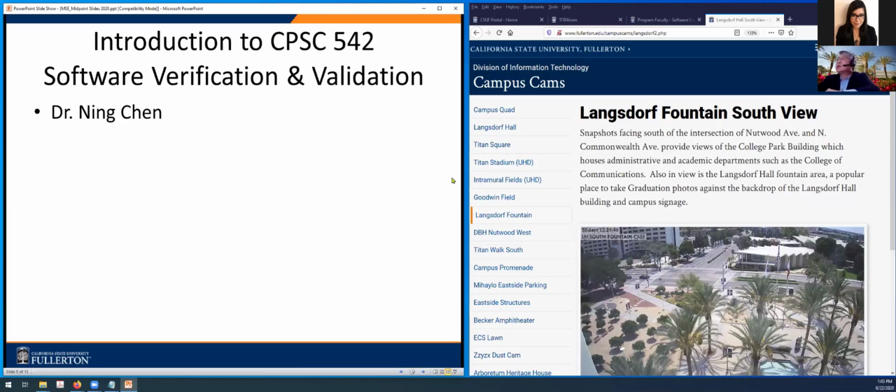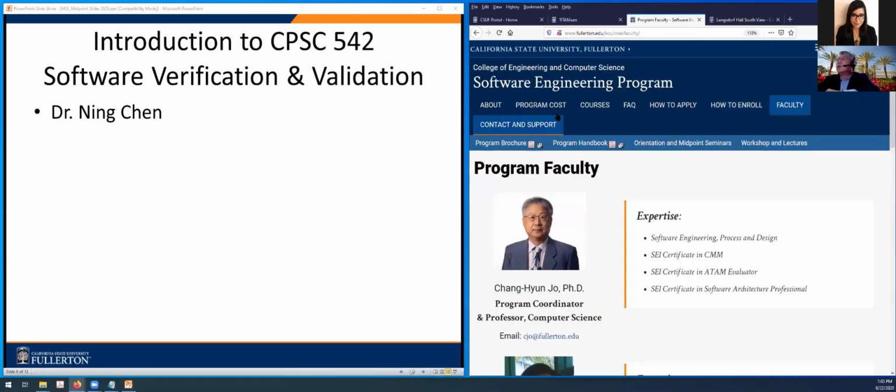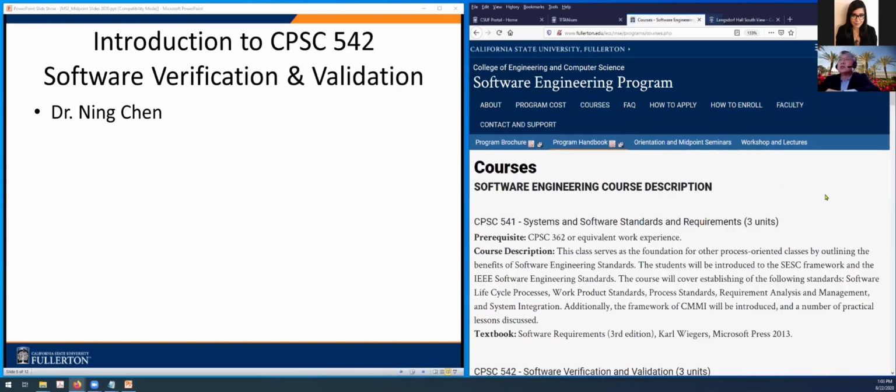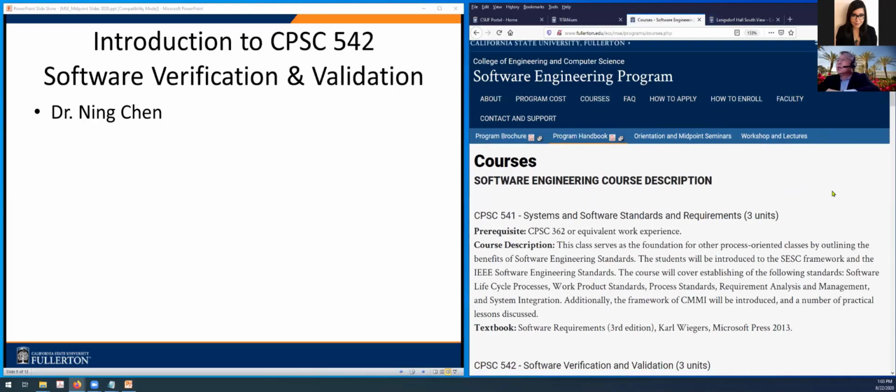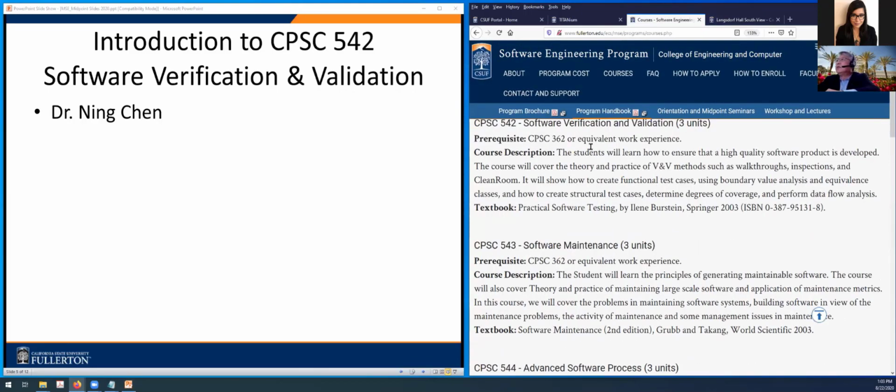So for this course, I wish you would visit our webpage, courses. So you can see all courses on the webpage. And then you can find verification and validation 542 here. And then please find the textbook and review this textbook by yourself for this time. And you will meet your instructor soon from the next week.